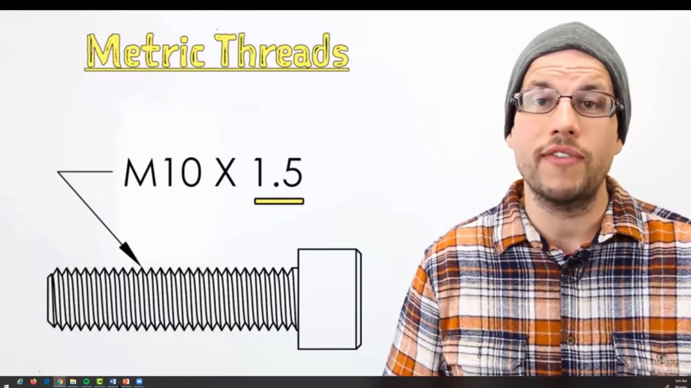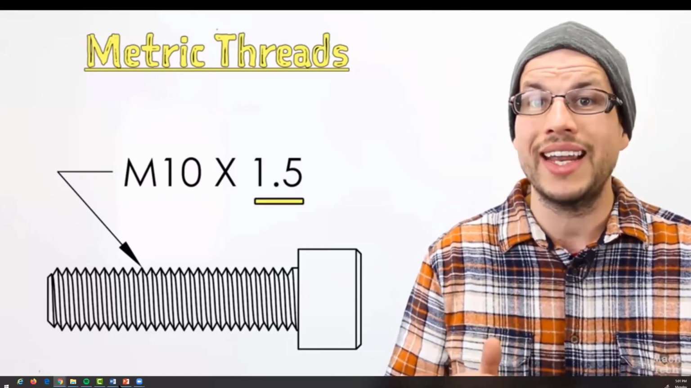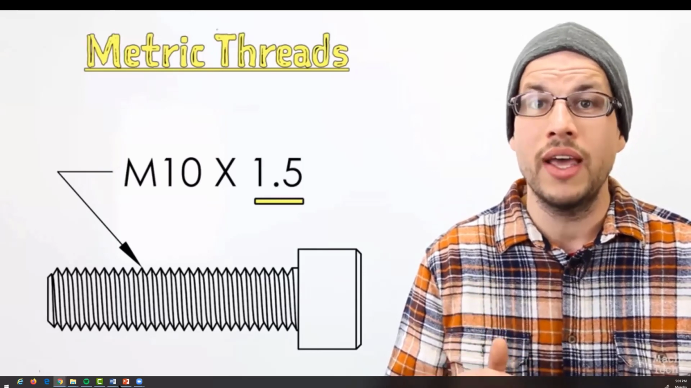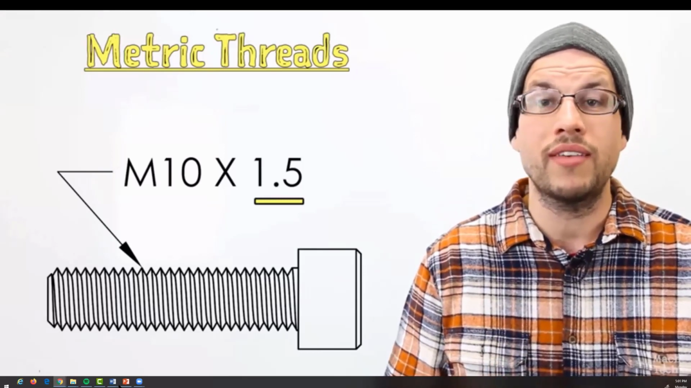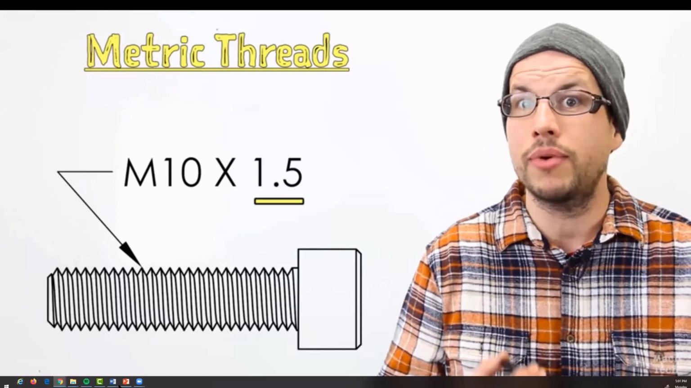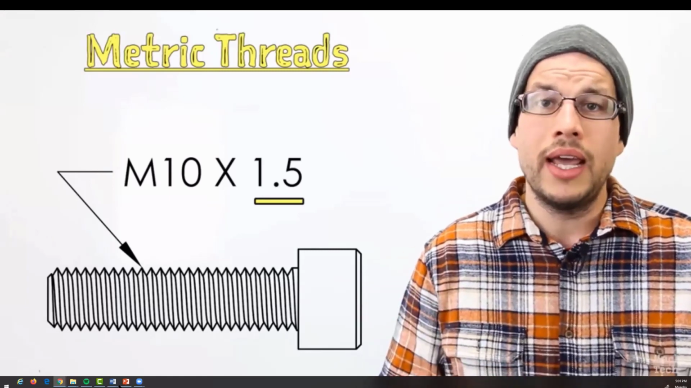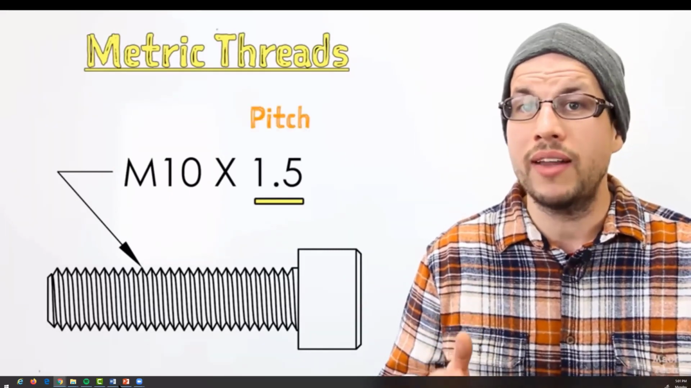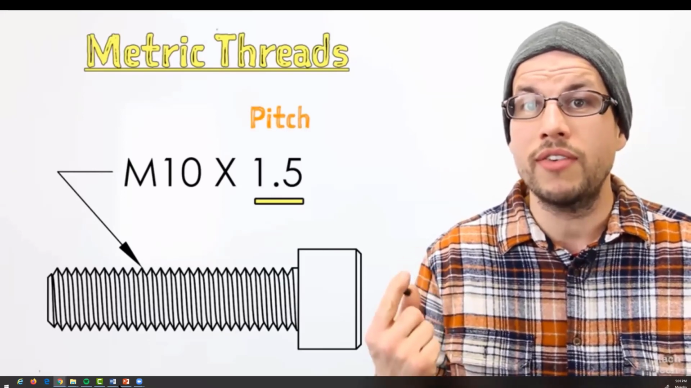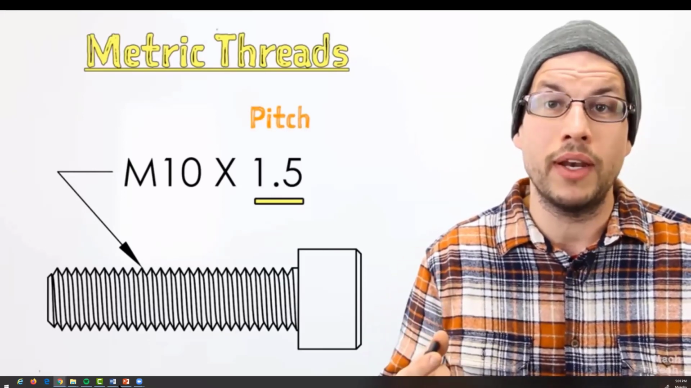But unlike the specification for unified threads, which indicates the number of threads per inch, the specification for metric threads does not provide the number of threads per centimeter or millimeter. It actually just states the pitch of the threads outright. So the pitch of this thread is 1.5 millimeters.